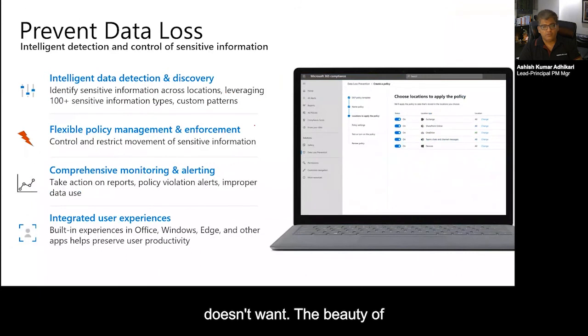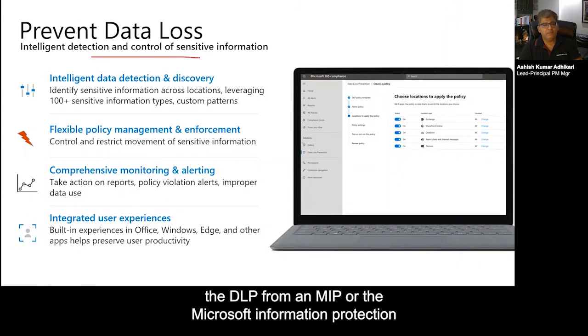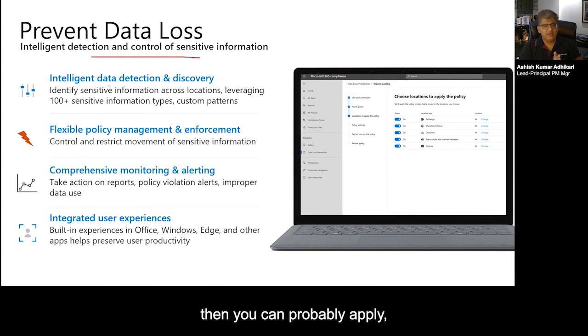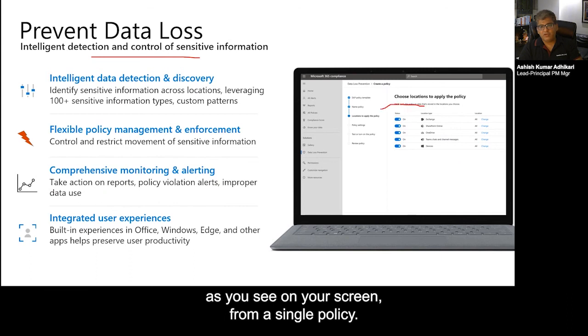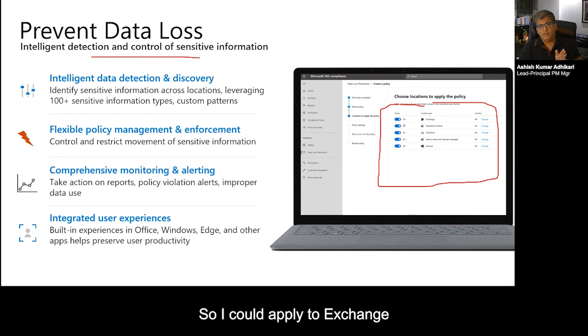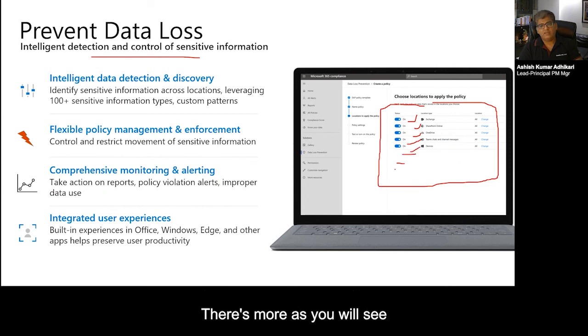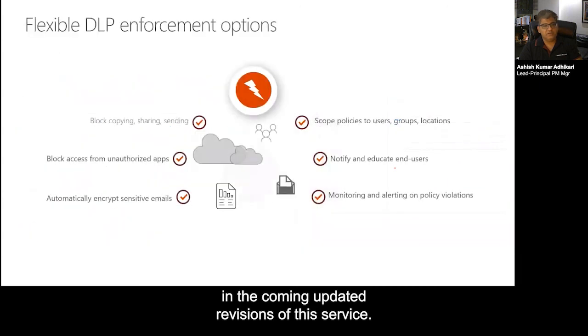Now, the beauty of the DLP from an MIP, or Microsoft Information Protection, is it gives you a way from a unified perspective. Once you make a DLP control, it's intelligent that you can apply, as you see on your screen, from a single policy. So I could apply to Exchange, to SharePoint, to OneDrive, to Teams chat, devices. There's more, as you will see in the coming updated revisions of the service.